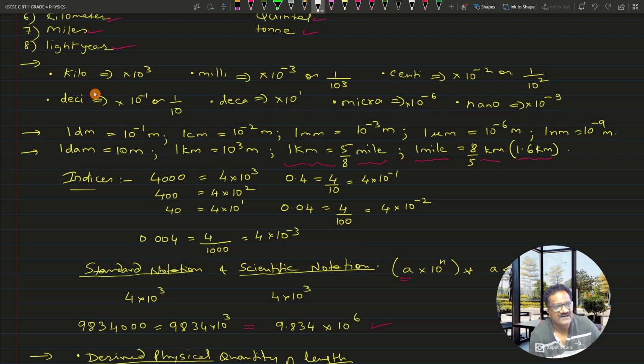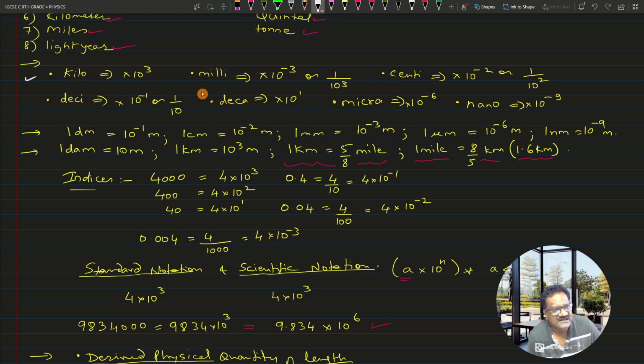Now, these are the phrases used to express anything in terms of 10 raised to 3, 10 raised to minus 3, etc. If you find anything like 10 raised to 3, you can use the word kilo. If you find 10 raised to minus 3, you can use the word milli. If you find 10 raised to minus 2, you can use the word centi. That is one way of understanding this.